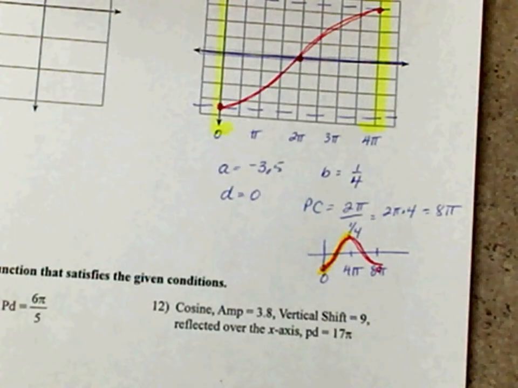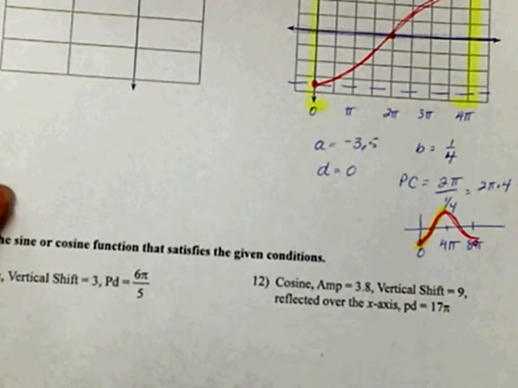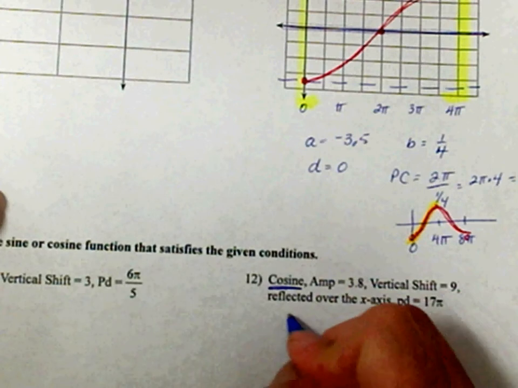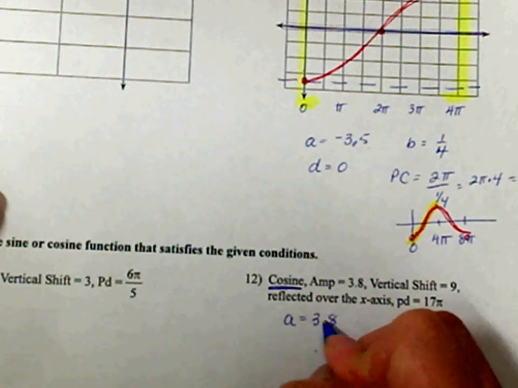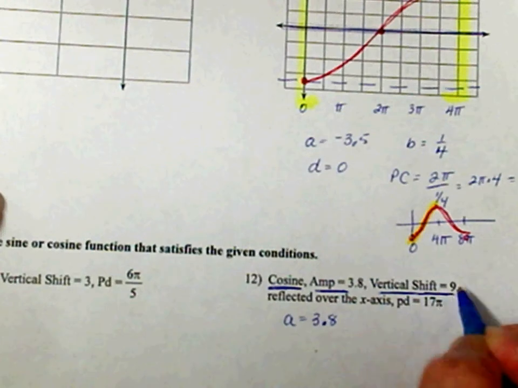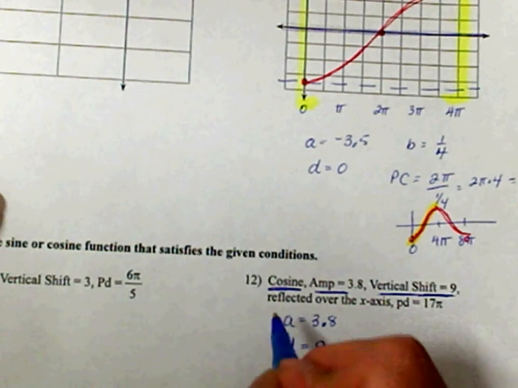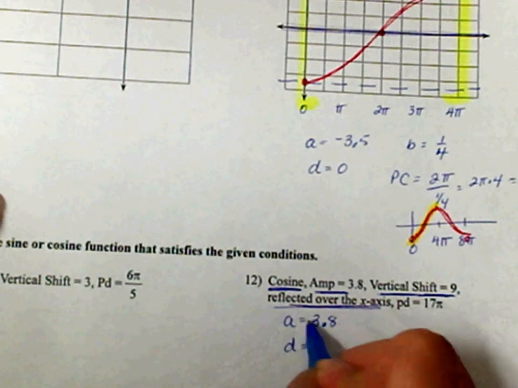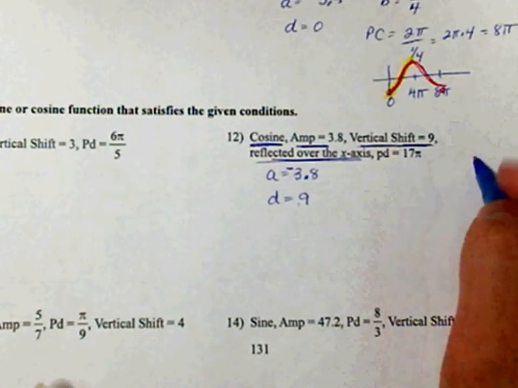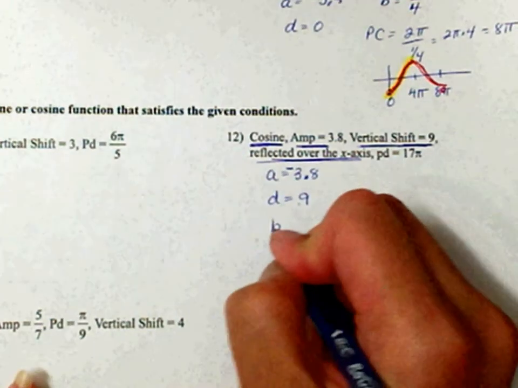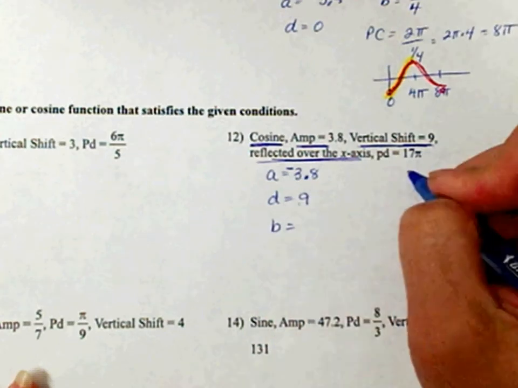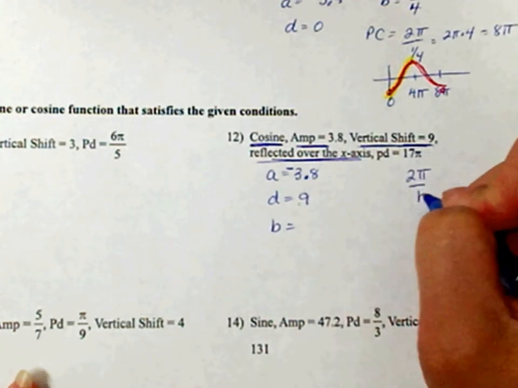All right. Let's take a look. You are graphing cosine. Your amp is 3.8. Okay? Vertical shift is 9. So D is 9. It's being reflected over the x-axis, so that makes that a negative 3.8. And the period is 17 pi. So we've got to go find our B. To find our B, you're going to take 2 pi over B. Remember that formula? Is equal to 1 period, which is 17 pi.